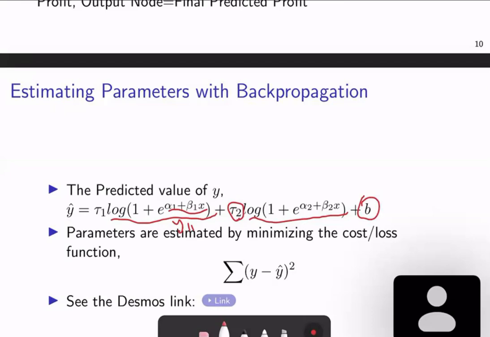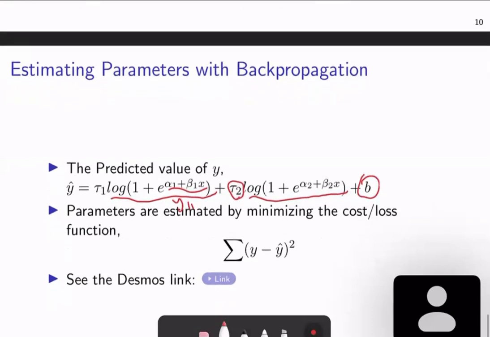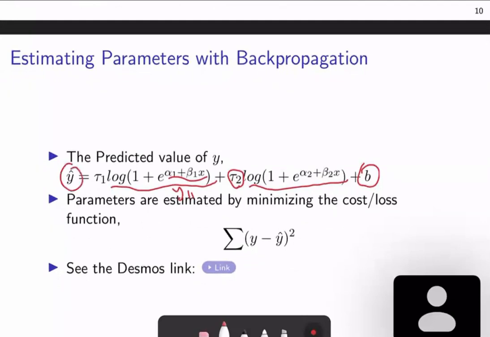How it makes the correction is understood better in Desmos. So that is basically y hat. Now, there are plenty of parameters: tau 1, alpha 1, beta 1, tau 2, alpha 2, beta 2, and B. But none of these parameters shows a relationship between y and x, like profit and input sale. There is no relationship parameter. These parameters are all part of the whole process. That is why it is not called a parametric method. It is still non-parametric because there is no parameter showing the relationship between y and x.